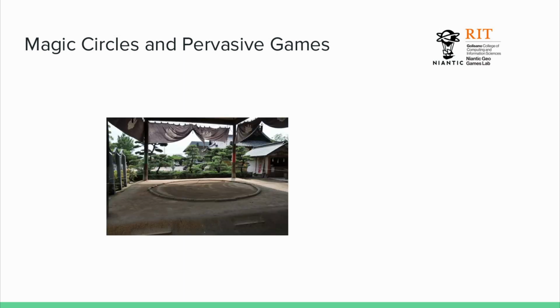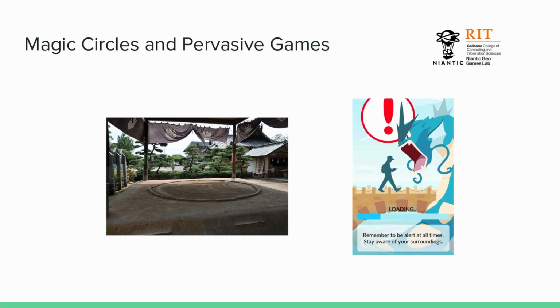The delineation of this magic circle can be very literal, as is the case in sumo's dohyo, as I have shown here. However, this isn't always the case, right? As mentioned before, location-based games tend to blur the line more than other media, right? Players of location-based games must constantly renegotiate their personal boundary lines with the game.